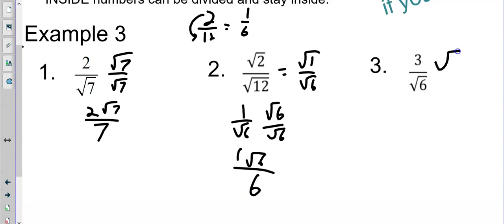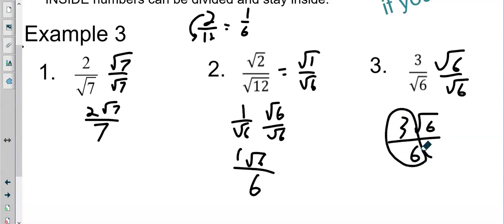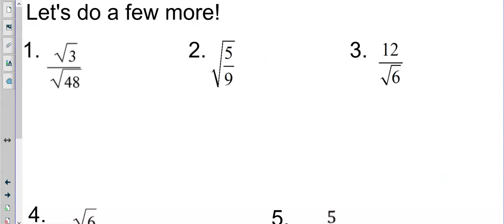Okay? Number 3, same thing. Multiply by radical 6 over radical 6. Real easy. 3 times radical 6 is literally just 3 times radical 6. And this ends up being 6. But wait, I'm not done. This is a fraction that can be reduced to 1/2. And the radical 6 just stays there. We'll be doing plenty of these in class to practice, so don't worry about it.